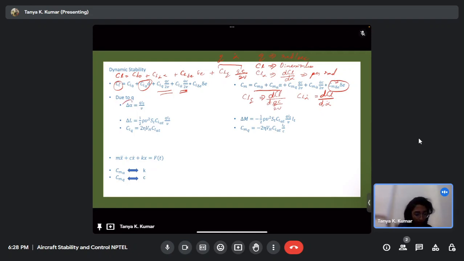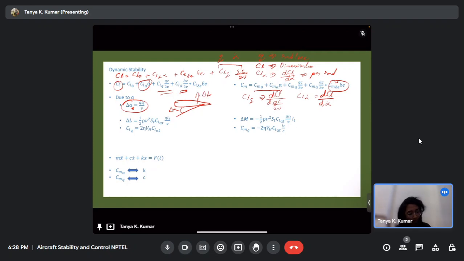Now, due to this pitch rate Q, there is a change in angle of attack, delta alpha. That is given here. If there is an increase of angle of attack at the tail, will the lift at the tail increase or decrease? This is your tail and its angle of attack is increasing, delta alpha at the tail. It will increase.